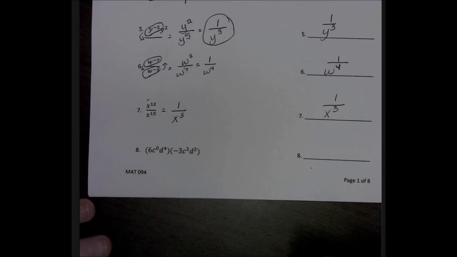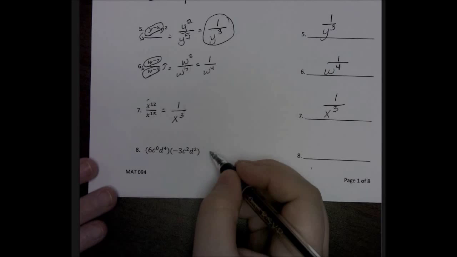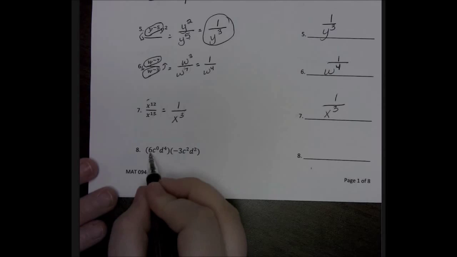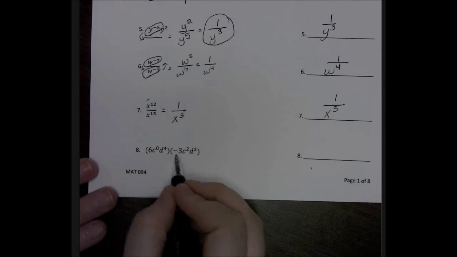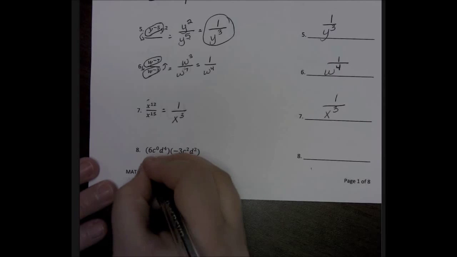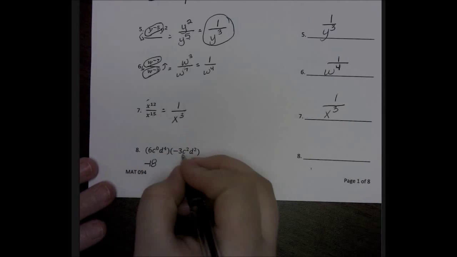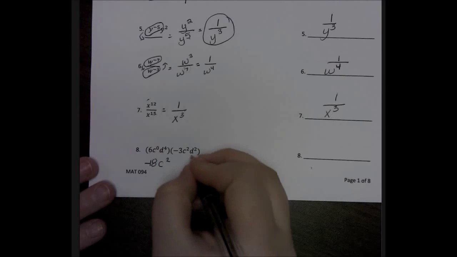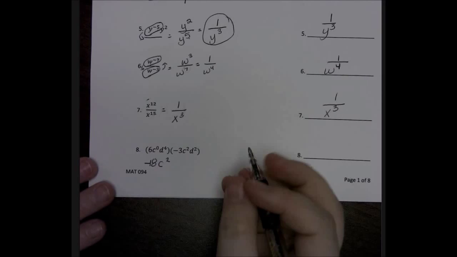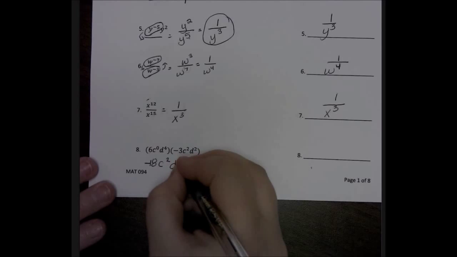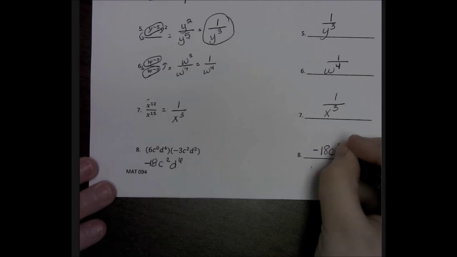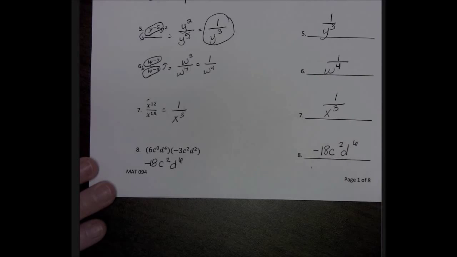Number 8, we're just multiplying. So when you multiply your bases, you add your exponents, except for these coefficients. So you actually multiply 6 times negative 3 to get negative 18. C to the 0 times c squared: well, 0 plus 2 is 2, so I'm left with c squared. And then d to the fourth times d squared. You add those exponents, so 4 plus 2 is 6. So our final answer is negative 18 c squared d to the 6th.